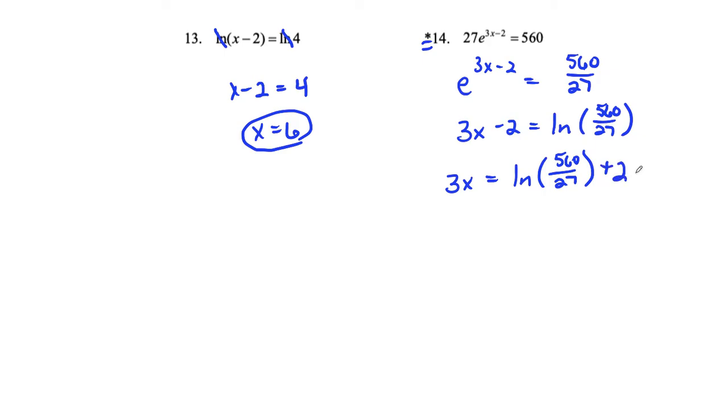Adding 2 to both sides. And last but not least, we want to divide by 3, so x is going to equal the natural log of 560 divided by 27 plus 2, and all of this quantity is divided by 3, all right?